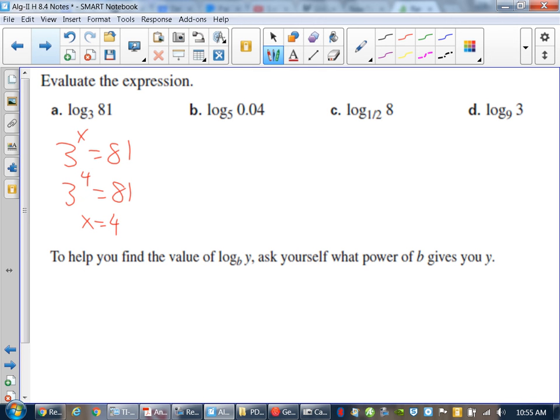A lot of times when we do log-based stuff like this, it's not going to be anything so grandiose that you can't figure it out. We try to make sure it stays within the realm that you've figured.